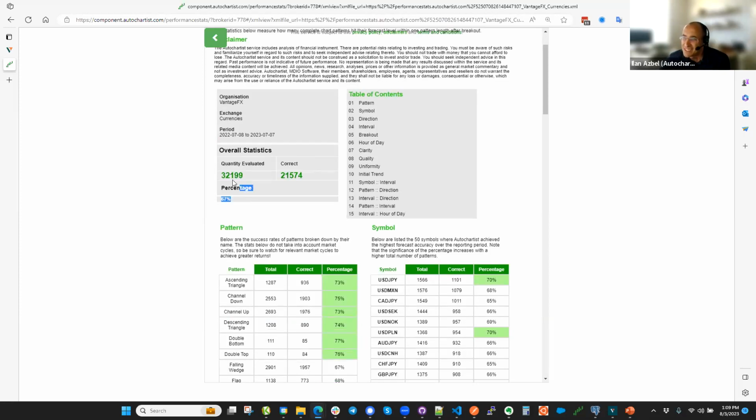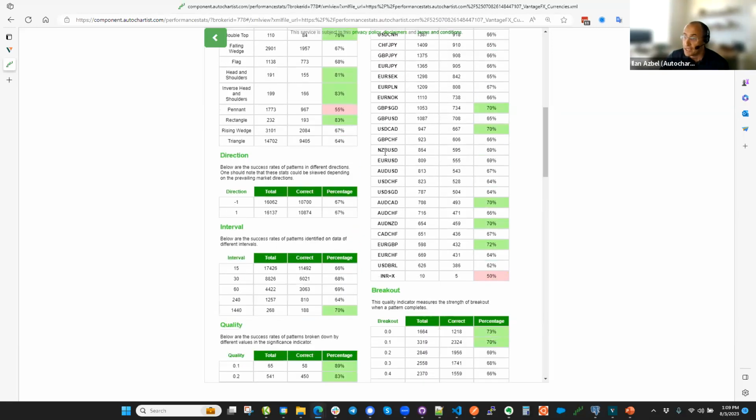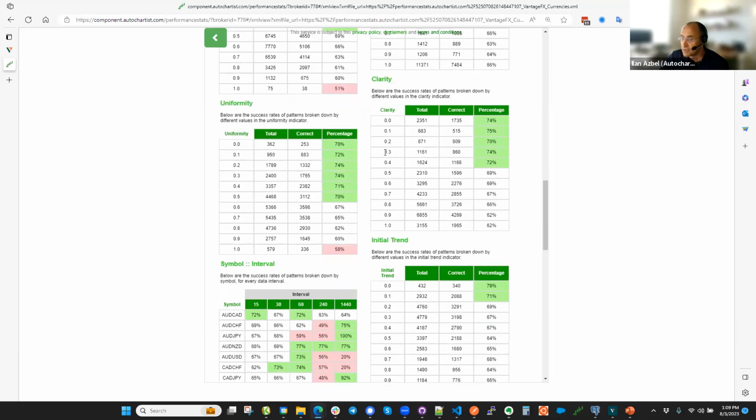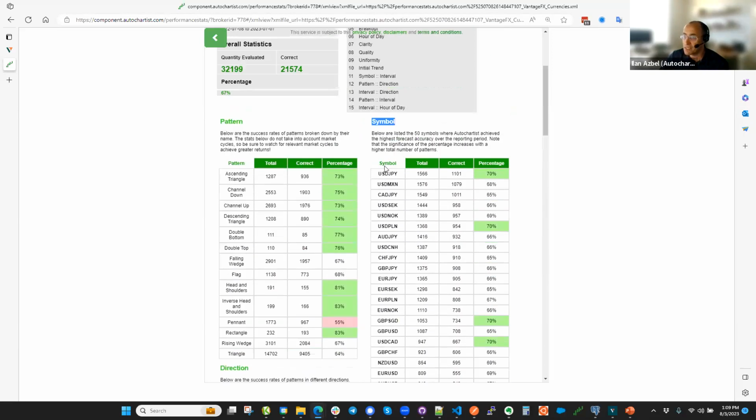However, this is not really the important bit. The important bit in these statistics is actually, for me, in the pattern section and the symbol section. And actually, do we have the hour of day? Oh, we don't have the hour of day here. Well, I'll give you anecdotally what that means. But really, the pattern and the symbol are very, very important.